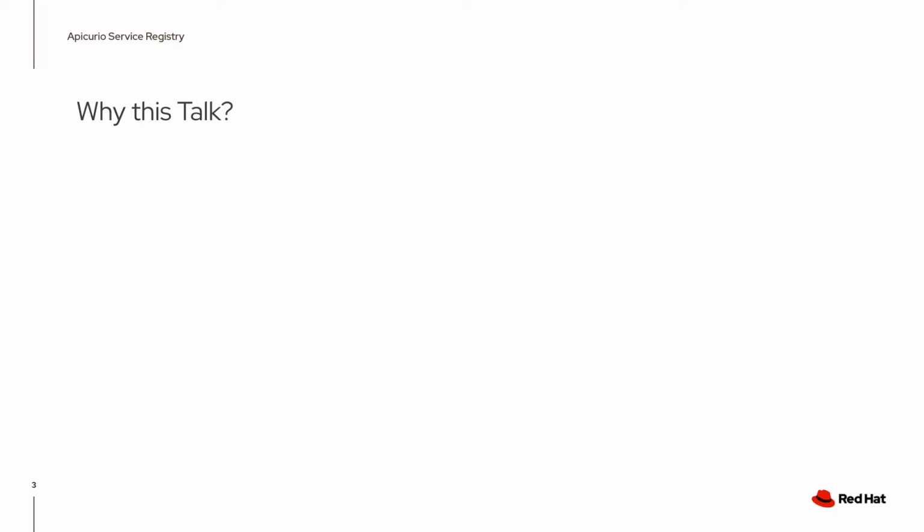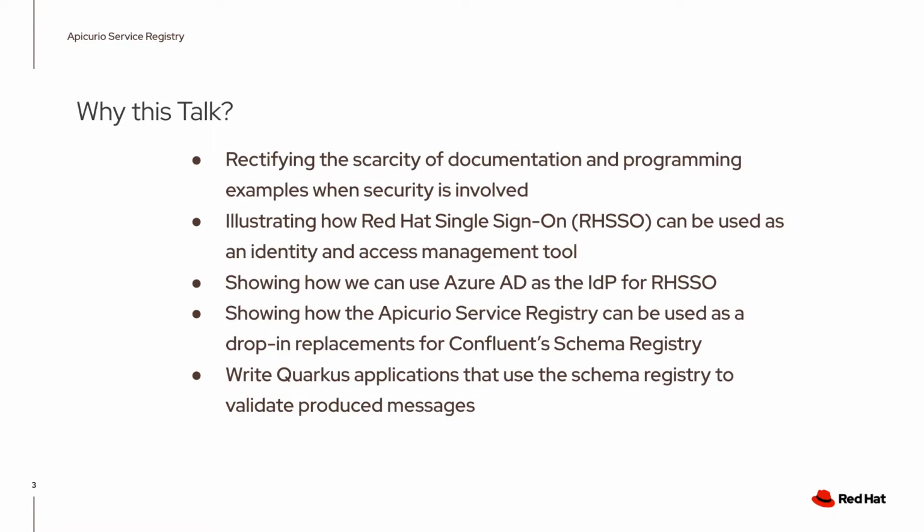Now, why am I giving this talk? Because when I was doing my research, I found that information is really hard to combine related to how to secure the Apicurio Service Registry. And another reason I'm doing this is I want to illustrate to you how you can use Red Hat Single Sign-On or Keycloak to provide identity and access management.